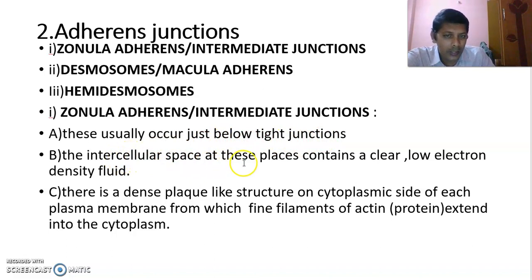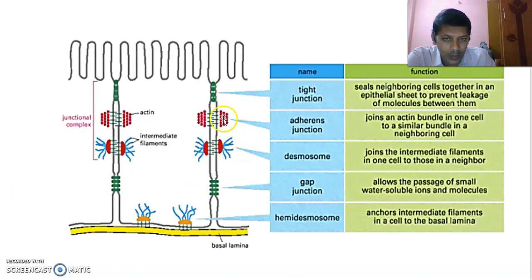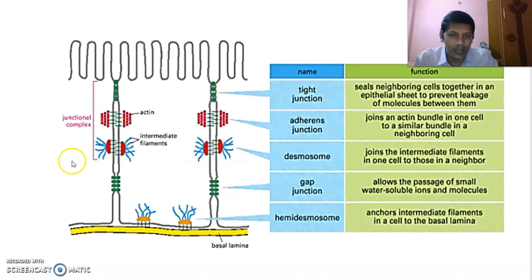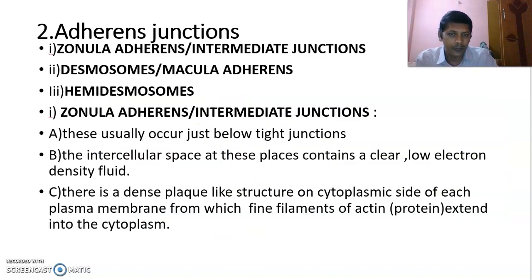The intercellular space at these places contains a clear, low electron density fluid, and there is a dense plaque-like substructure on the cytoplasm side of each cell. The dense plaque-like substance is present on the cytoplasm side of each plasma membrane, not outside. It is present inside, where there is cytoplasm.